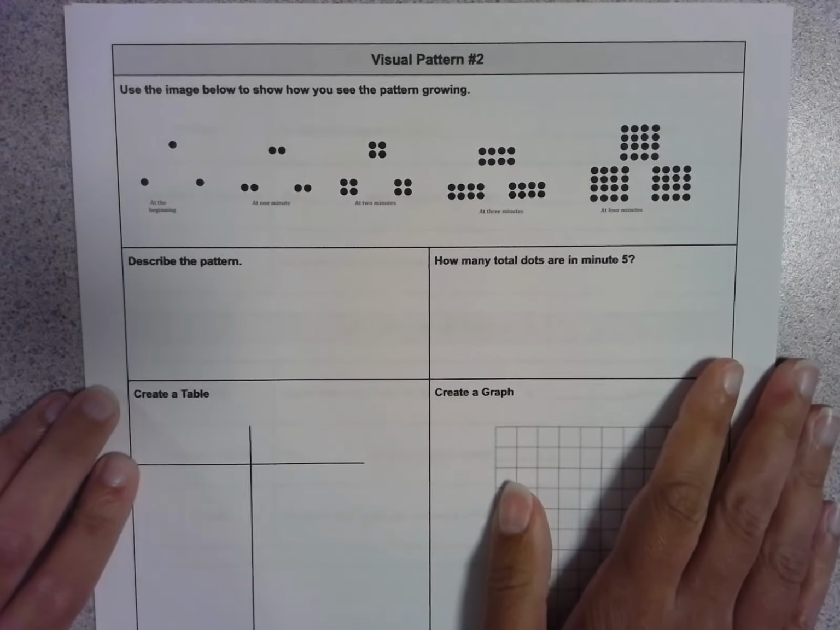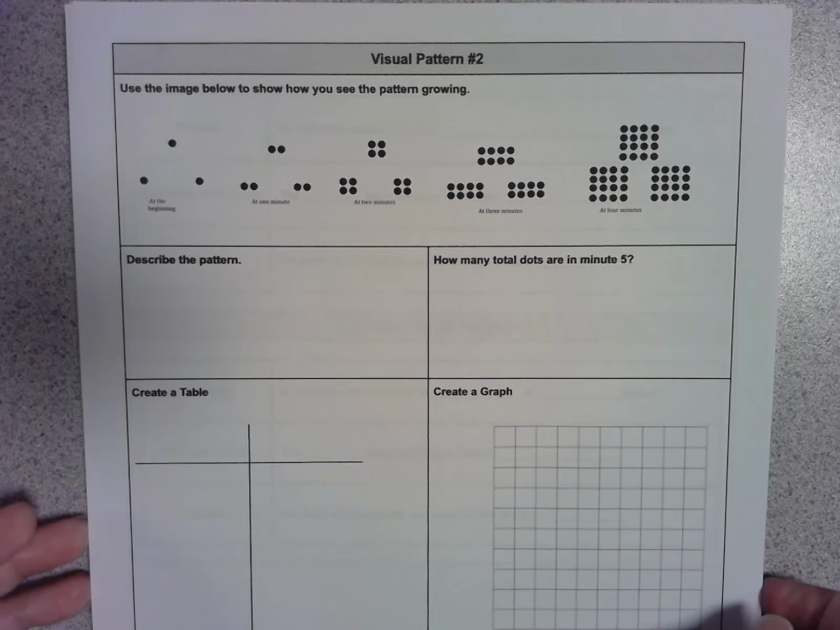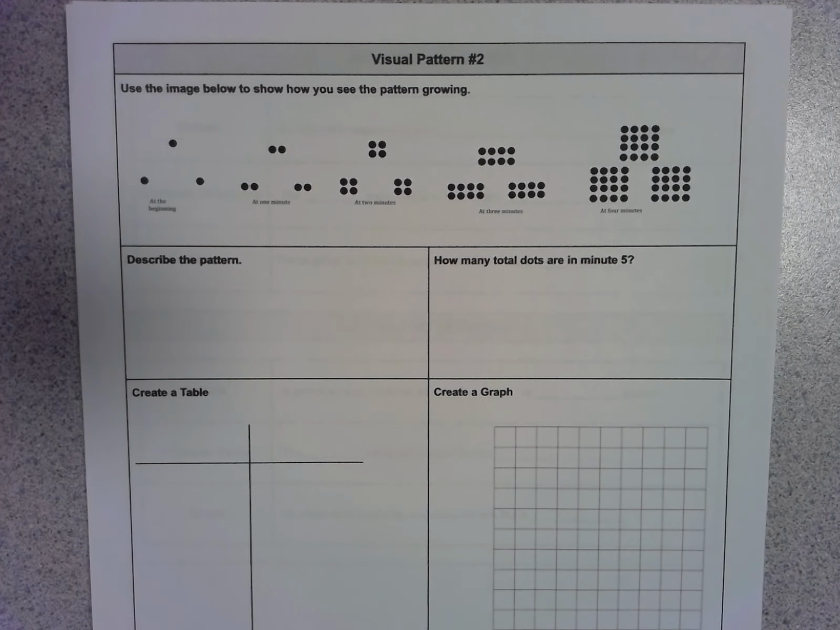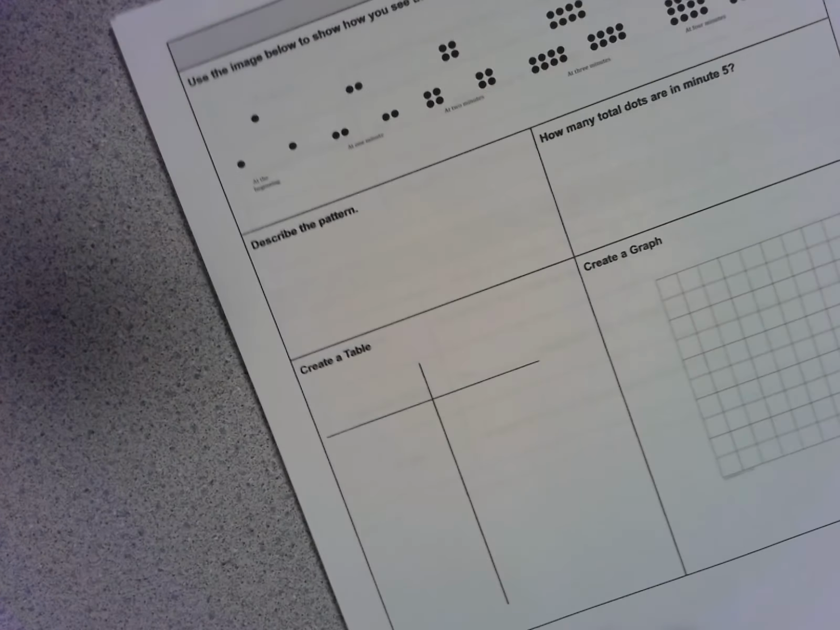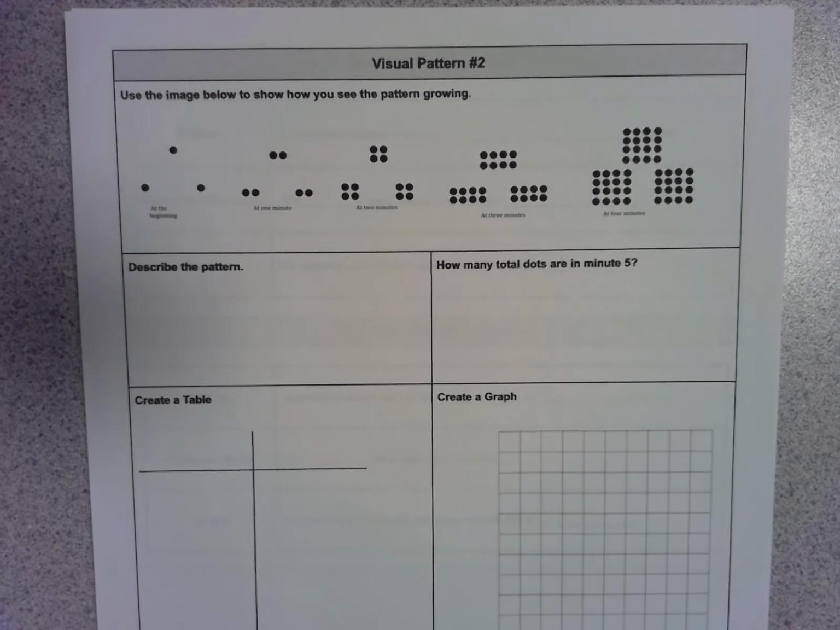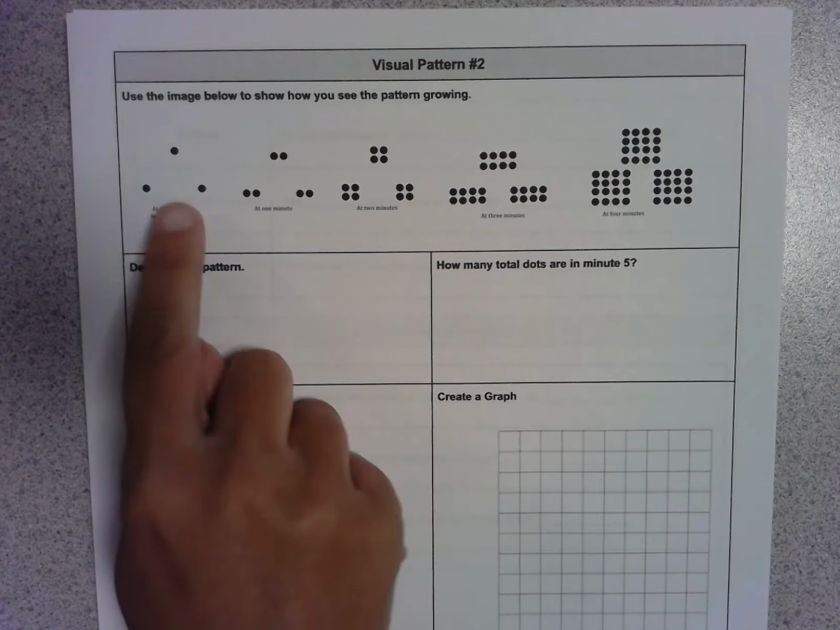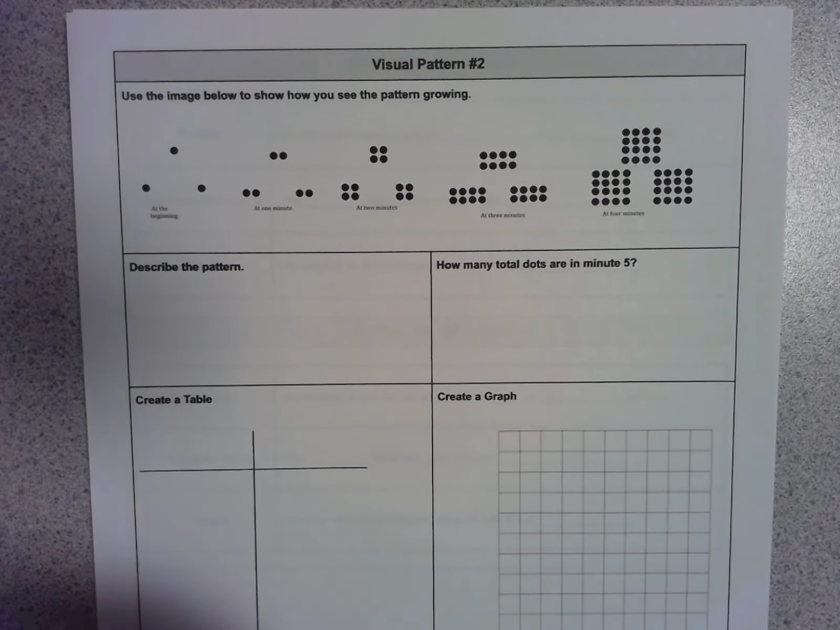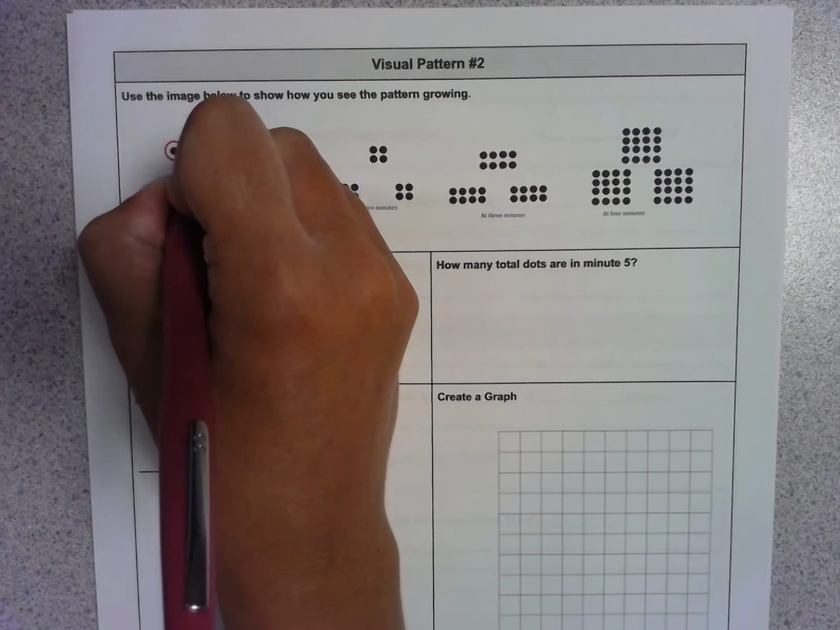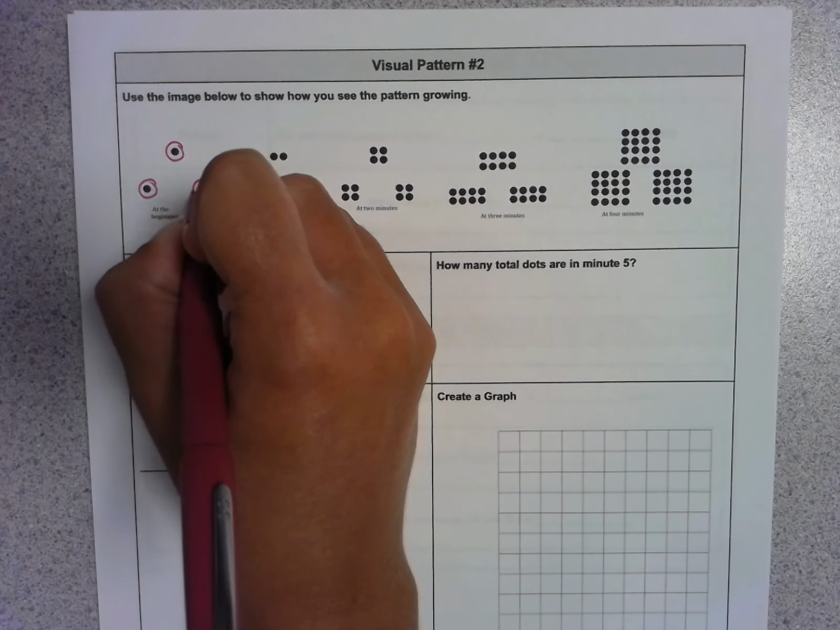So we have a different pattern here. Use the image to show how you see the pattern growing. This might be a time where you want to pause the video and think about it for yourself. One of the ways that students often explain if they see this pattern growing is that the original shape is like a triangle. There are 3 corners.